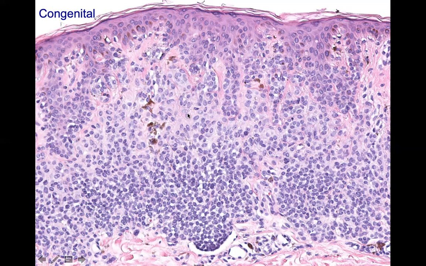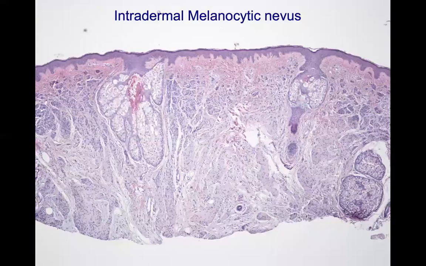When we see nevoid melanomas, we see similar cells on top and similar cells on bottom with atypia, and that triggers you that you don't see this maturation pattern. Look closely so you don't miss a nevoid melanoma.